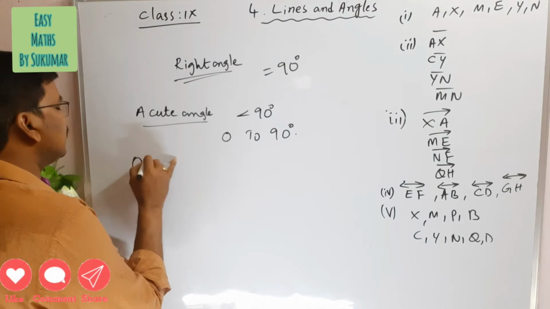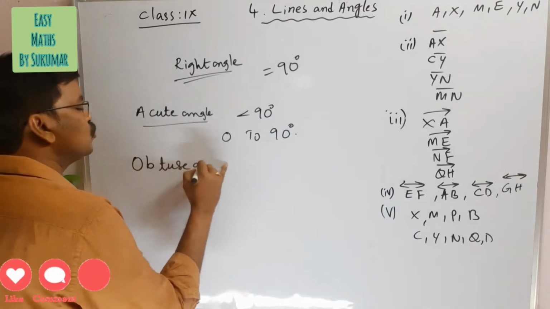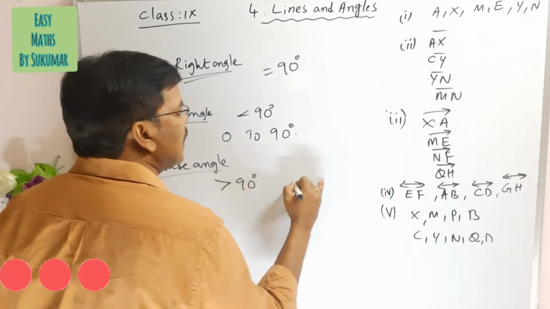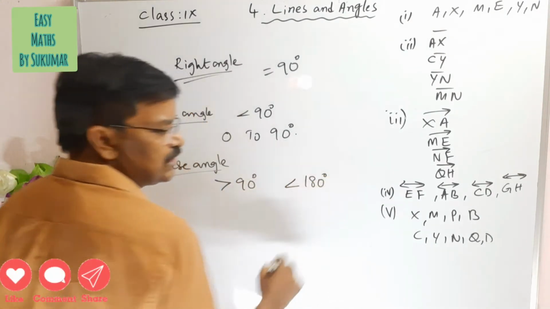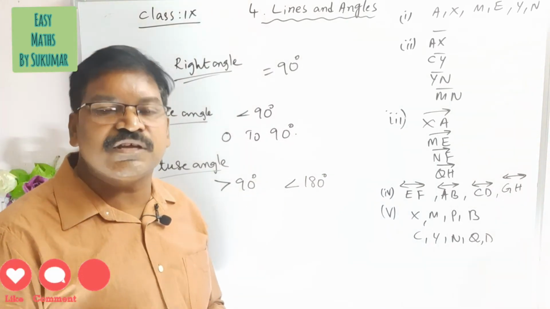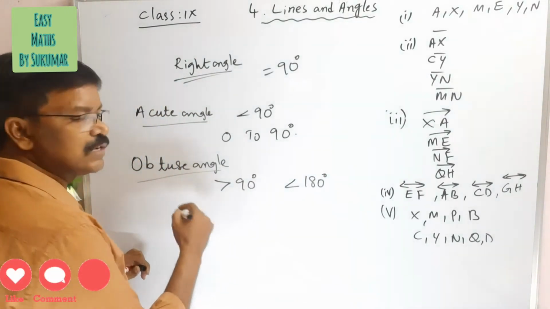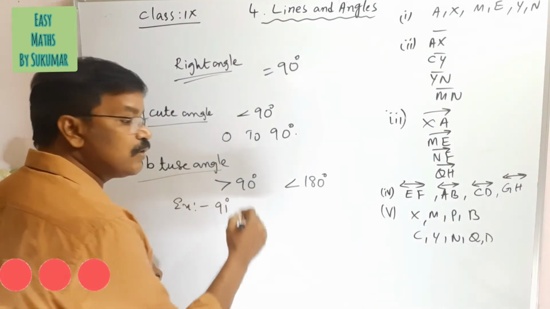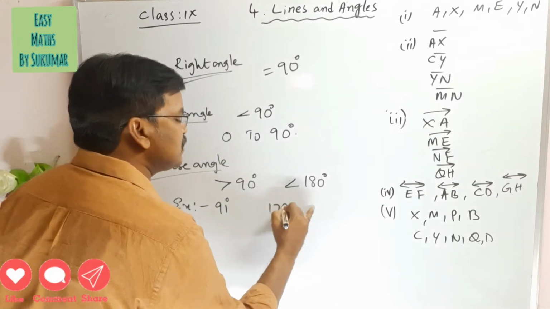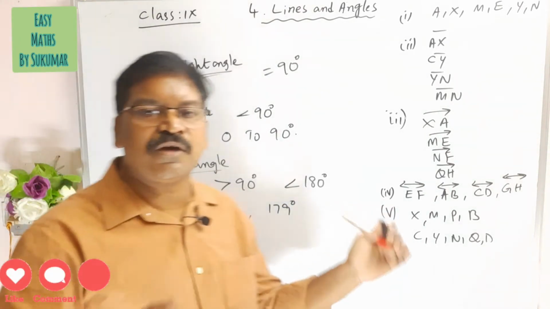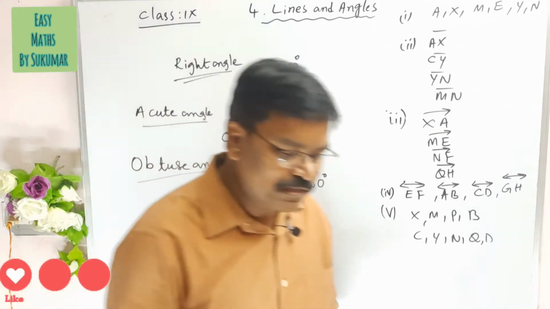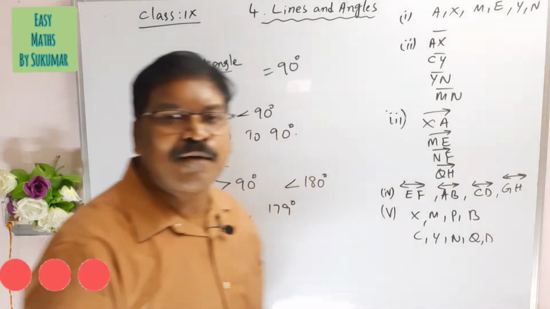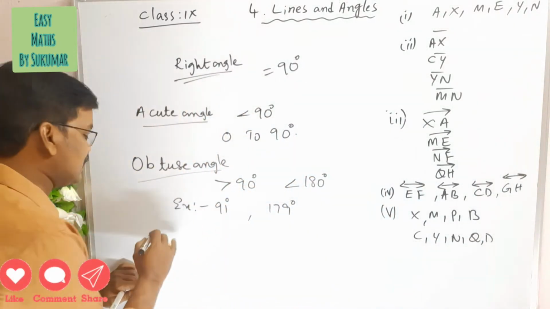Coming to the other angle, that is the obtuse angle. An obtuse angle is greater than 90 degrees and less than 180 degrees. That means, for example, my dear students, 91 degrees to 179 degrees. You can take any angle from 91 to 179 degrees. Okay, my dear students. The obtuse angle is over. The next angle is the reflex angle.